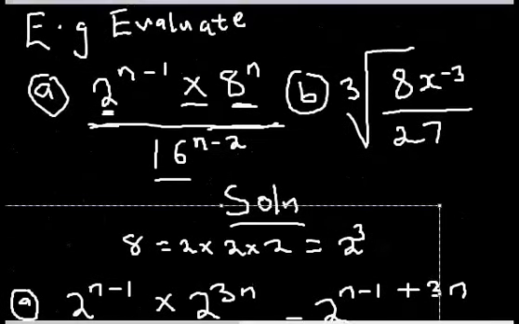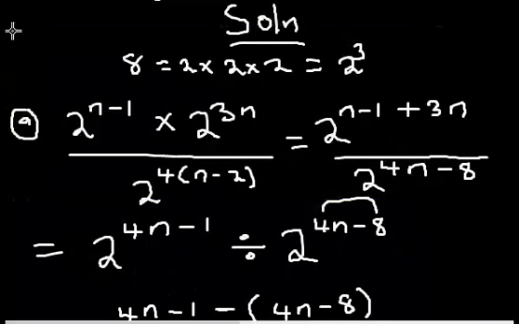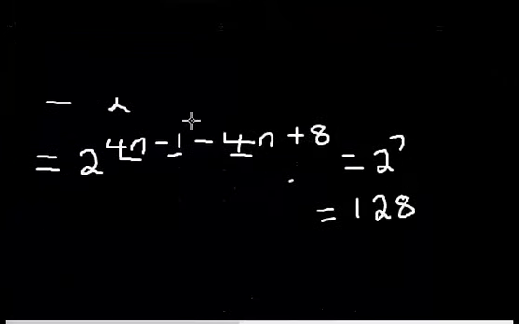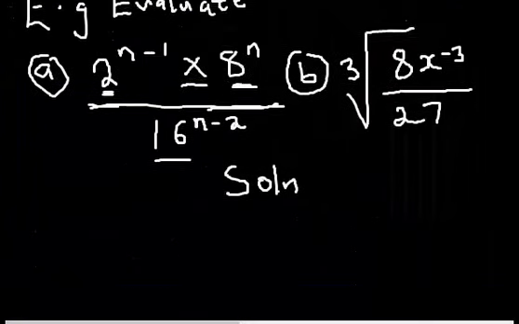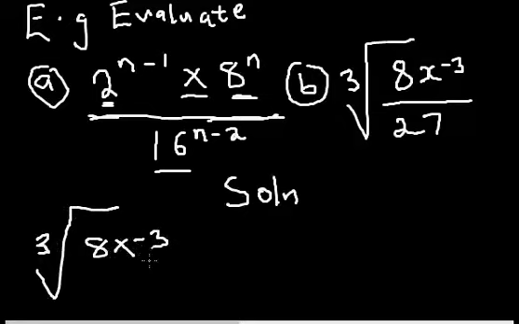Let's see how we can apply the laws of indices to solve the second part of the question. So here I'm having now the cube root of 8x raised to the power minus 3, then divided by 27. If I ask you which law you are going to apply here, the law I'm applying here is the root law.